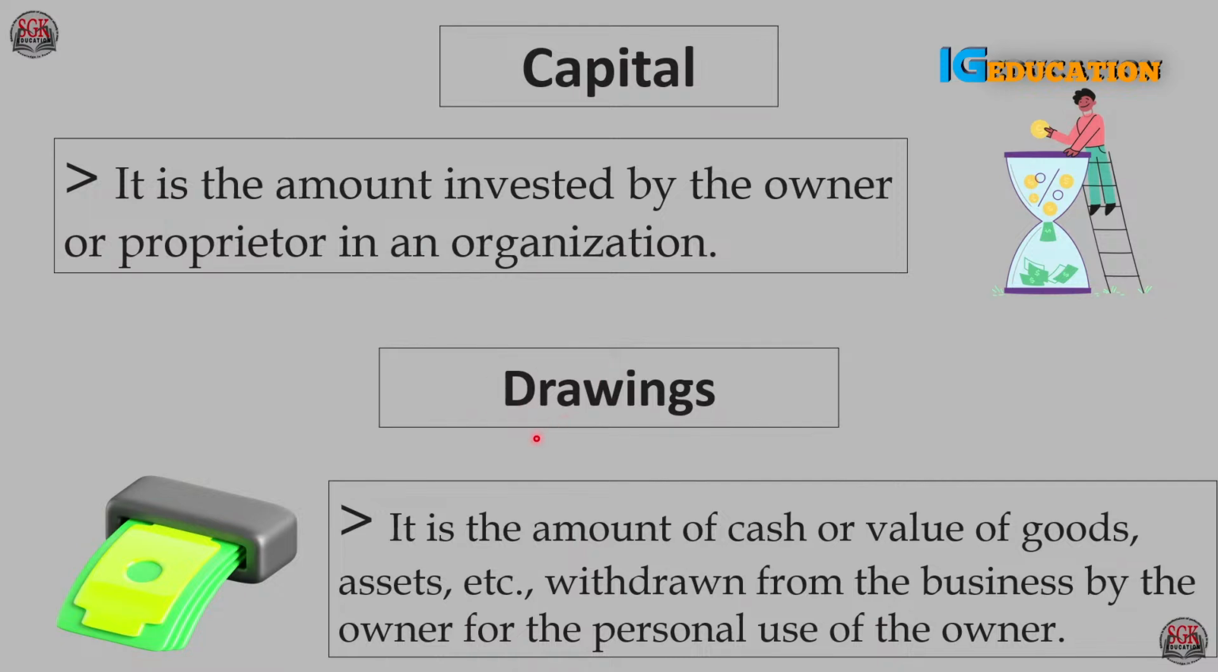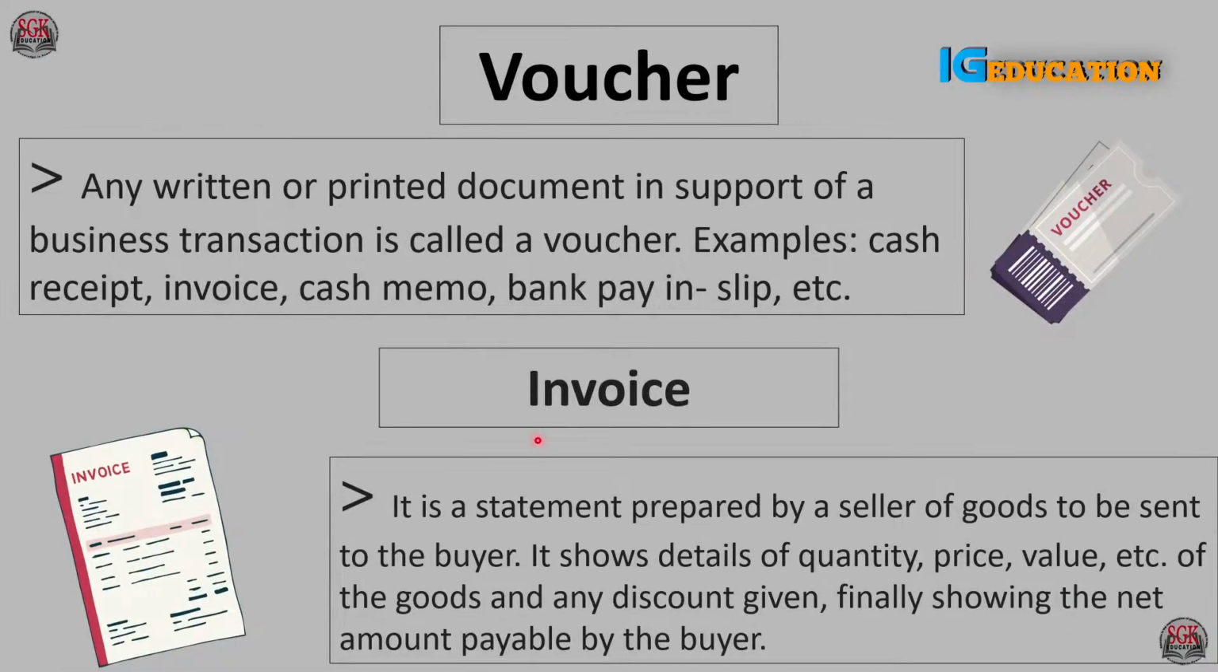Next word is drawings. Drawings is nothing but what the owner takes for his personal use from the business or his own organization. Another one is voucher. In every transaction there is a voucher involved. Voucher is nothing but a printed document given by the seller, not the buyer. There are many kinds of voucher: cash receipt, invoice, cash memo, bank pay-in slip, etc.